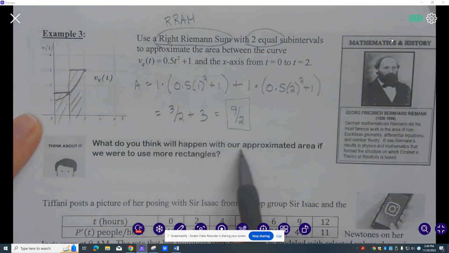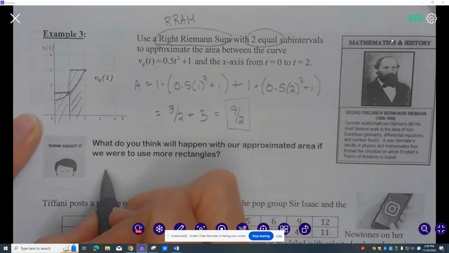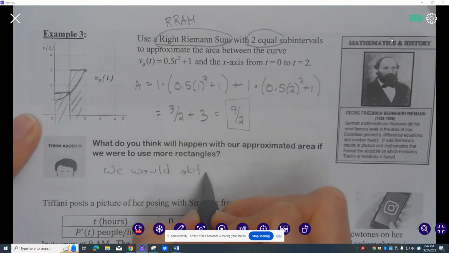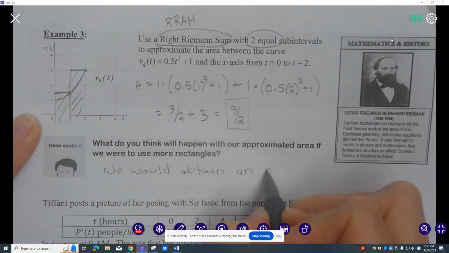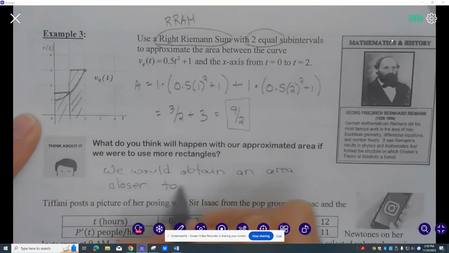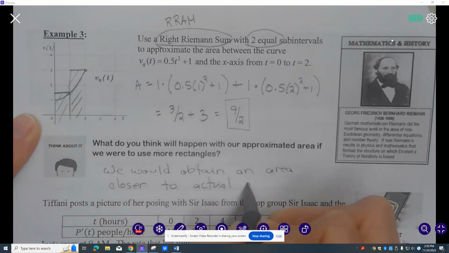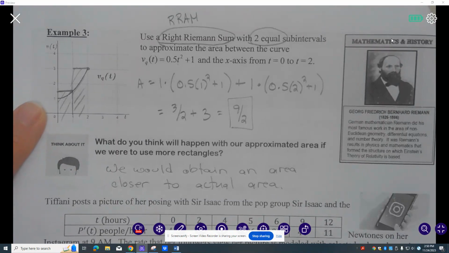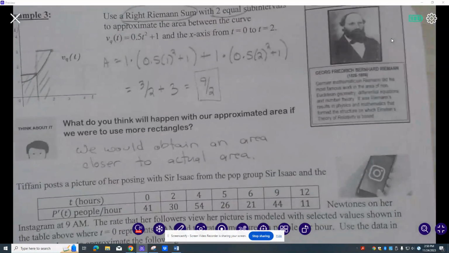So then what do you think would happen with our approximated area if we used more rectangles? So the more rectangles we use, we would obtain an area closer to the actual area. Remember, when we're using the rectangles, it's an estimate, but the more rectangles we use, the closer we would get to an actual estimate. Yeah, we'll do example 4 in class.